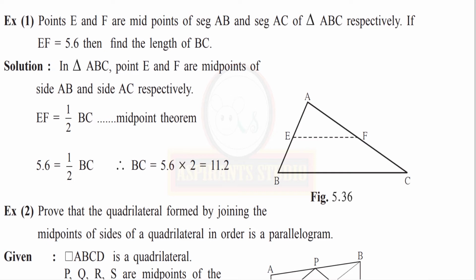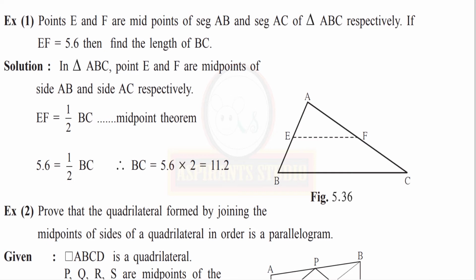Now substitute the value. EF is equal to 5.6. So 5.6 is equal to half multiplied by BC. Keep BC on one side, take half to the other side. So 2 goes to the numerator, 1 goes to the denominator when it is taken to the other side. So 5.6 multiplied by 2, which is 11.2 units.